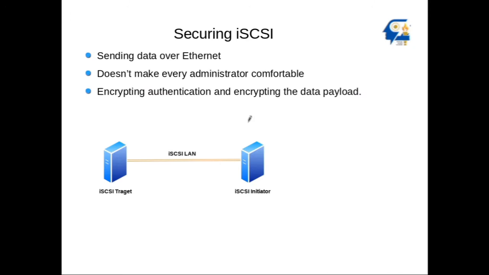Securing iSCSI. In this slide, I'll discuss why security mechanisms are necessary in an iSCSI LAN network. Assume it's a normal network, not an iSCSI LAN, a simple network where your data is getting transmitted. No administrator will be comfortable when the data simply travels on the network so that other people can see what is going on. So it's essential to perform encryption and authentication over the data payload which is running through this network.